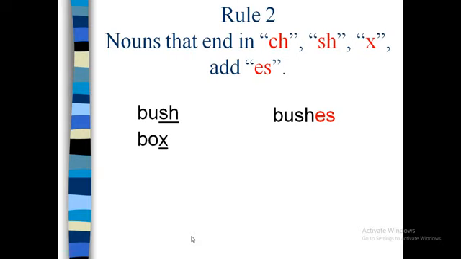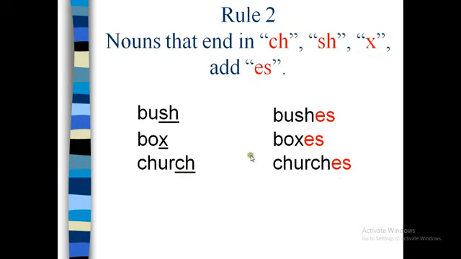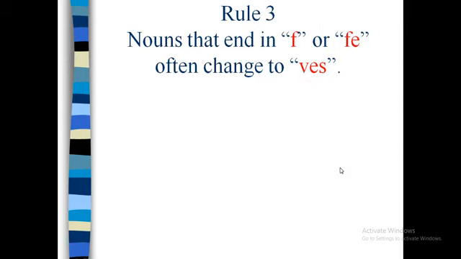Okay. Box. It ends with x. So if a noun ends with x, I'm going to add es. Box, boxes. نضيف عليها es إذا النون انتهى بالـ x. Okay. What about church? This noun ends with ch. Becomes churches. Okay.